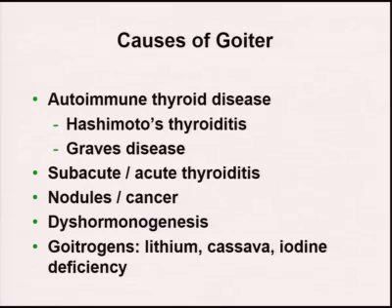Dyshormonogenesis, which is when the thyroid gland itself does not synthesize thyroid hormone efficiently due to an enzyme defect, generally causes a diffuse enlargement of the thyroid gland. And then environmental and dietary factors and medicines can also cause thyroid enlargement, and some are listed here, and I'll show you another more extensive list in a later slide.